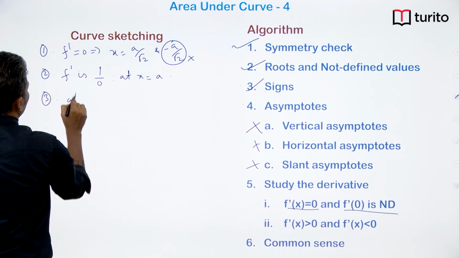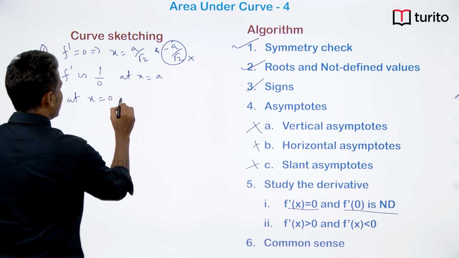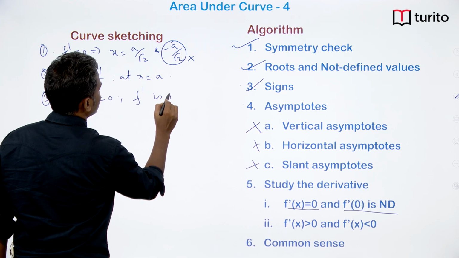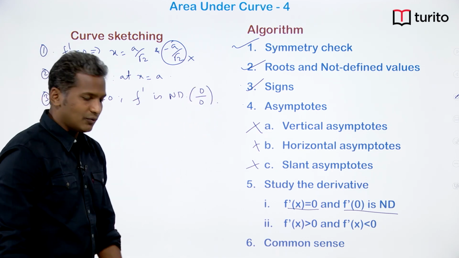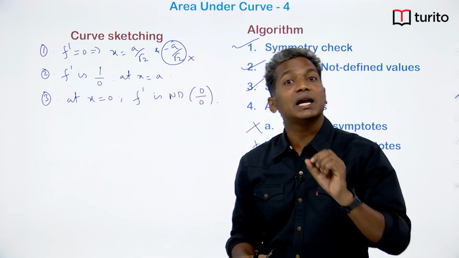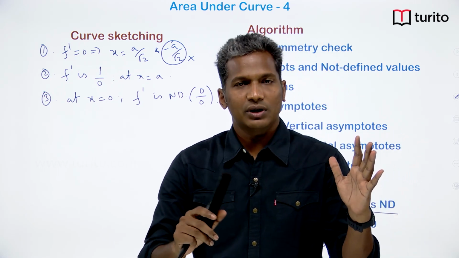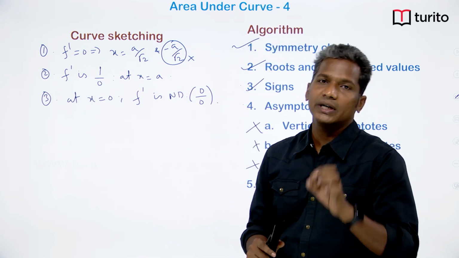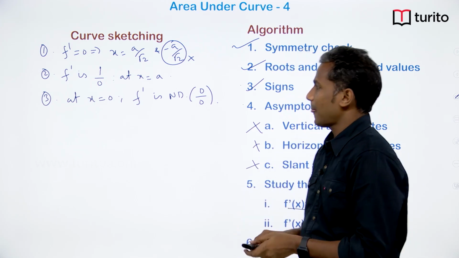Now let me check at 0 once again. At x equal to 0, the derivative is not defined because of the 0 by 0 form. So whenever you get 0 by 0 form in the derivative, remember that there is an ambiguity. It is not a tangent parallel to the y-axis, no it is not, it represents ambiguity. Why is the ambiguity there? That I will explain a little later.